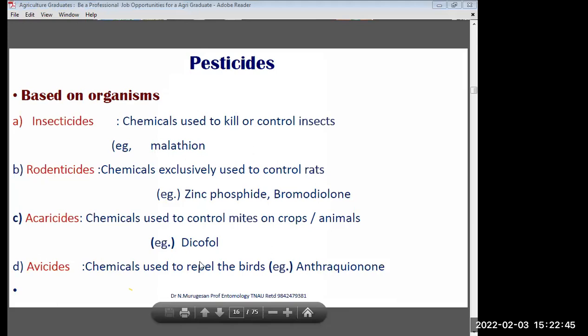And then comes the rodenticide. Rodenticide means for squirrel, rat, etc. Chemicals which are used to control rats, etc., are called rodenticides. Then acaricide is for mites, M-I-T-E. Insects have 6 legs. Mites have 8 legs in the adult stage. Then avicide. Some chemicals are used to repel birds or make them move away from the place of damage; these are called avicides.